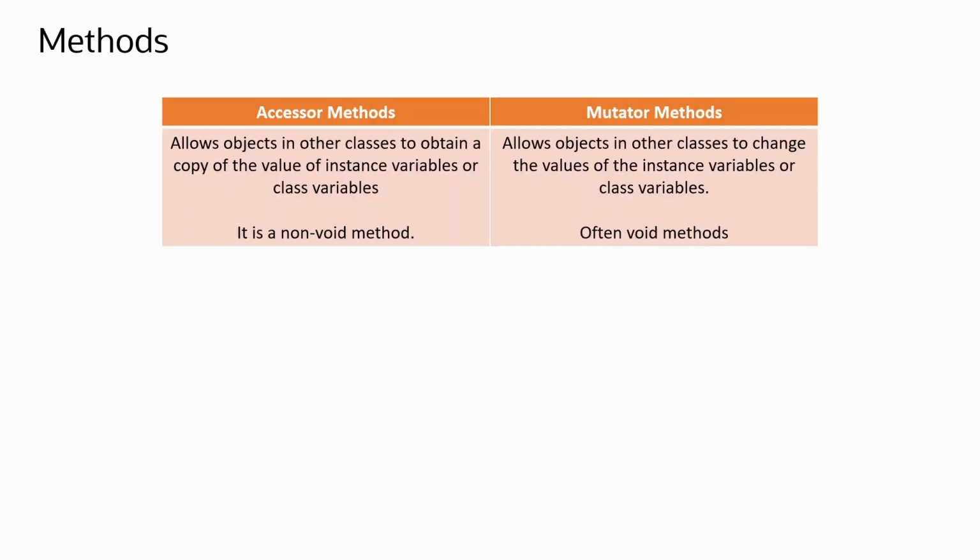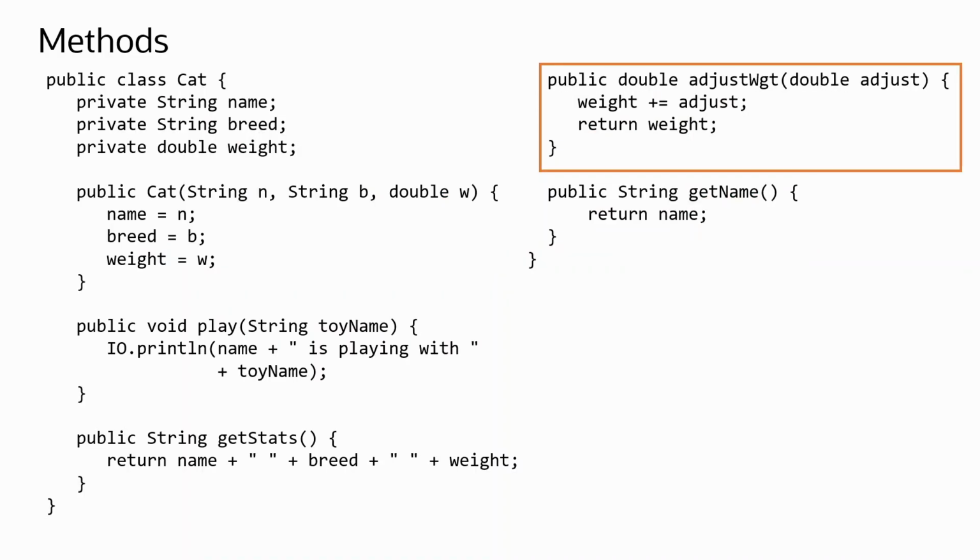We also can have mutator methods. These allow objects in other classes to change the values of the instance variables or class variables. These are often void methods, but they don't have to be. In our example of the cat class, we had double adjustedWeight. AdjustedWeight is an example of a mutator method because it changes the value of weight. In this case, it does have a return value of the new weight.